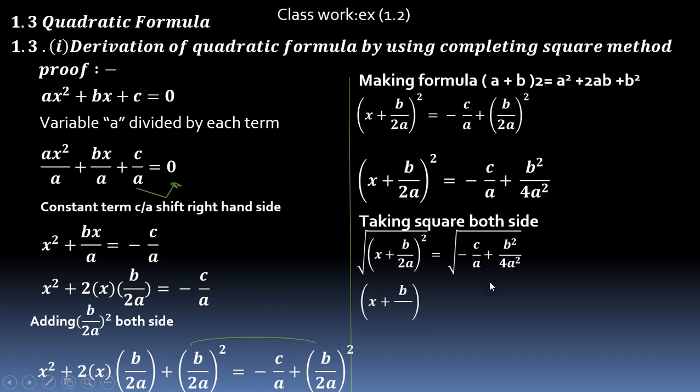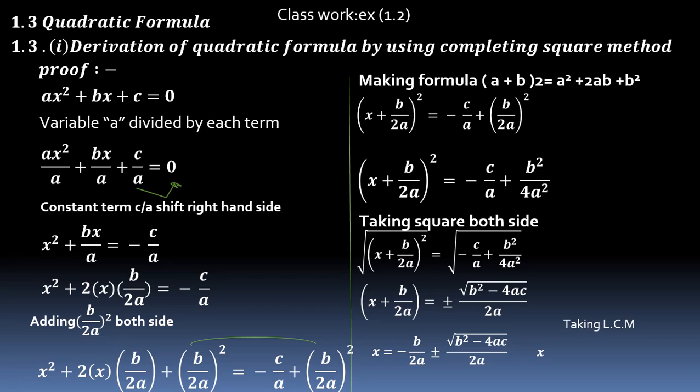x plus b upon 2a is equal to plus minus under root b square minus 4ac upon 2a. Square root of 4a square is 2a. x plus b upon 2a shifts to the right hand side: minus b upon 2a plus minus under root b square minus 4ac upon 2a. Taking LCM, x is equal to minus b plus minus under root b square minus 4ac upon 2a.